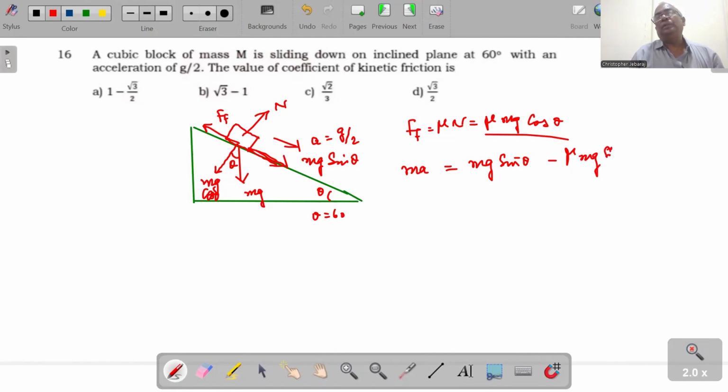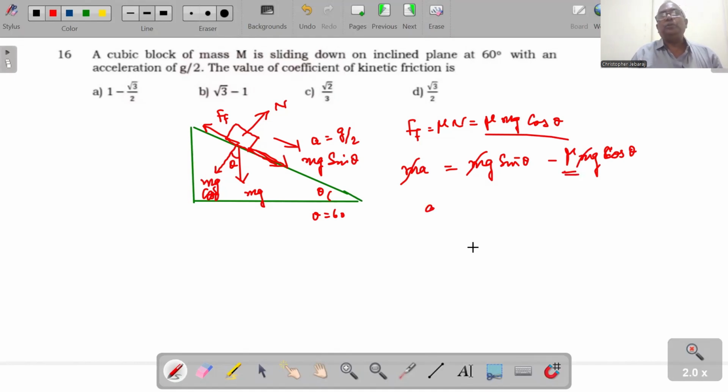அவ்வளவுதான். mu mg cos theta. ரொம்ப clear? அப்ப mg sin theta greater than mu mg cos theta. That net force is called MA. Coming down with an acceleration g by 2. Okay. Here எல்லா m-உம் கேன்சல் ஆயிரும். நம்ம ஏன் மியூ கண்டுபிடிக்கிறத மறந்துடக்கூடாது.